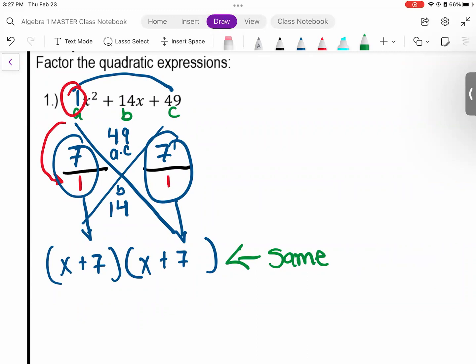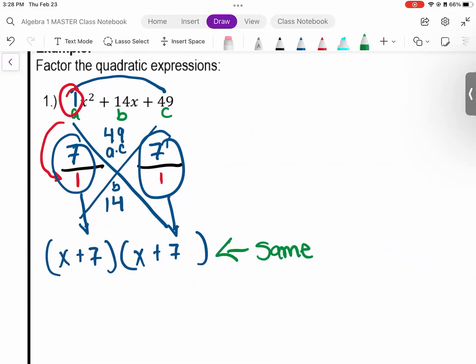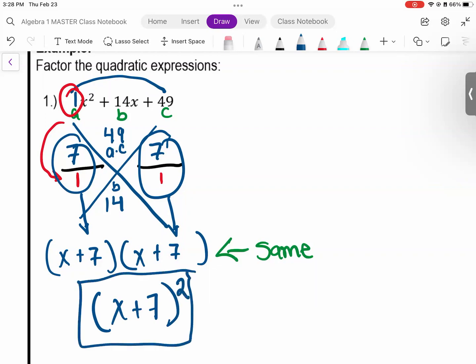So we call this a perfect square trinomial because we have the same answer on both, and we can actually rewrite this as one single factor. All right. And again, we call that a perfect square.